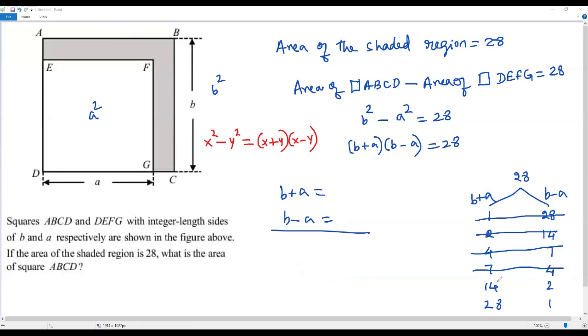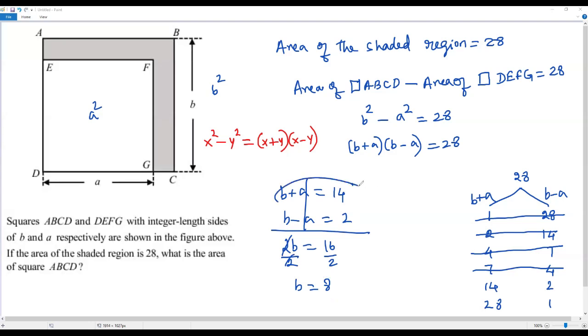Okay, now let me consider 14 as the value of b positive a and 2 as the value of b negative a. Let me write it. Okay, now let's solve this system. So positive and negative will cancel out. B positive b will be 2b. 14 positive 2 is 16. When I divide both sides of this equation by 2, this 2 will cancel. I'm getting b equals 16 divided by 2, which is 8. Okay, now I got the value of b as an integer, that is 8. When I plug in this value 8 for b in one of these two equations, I will be able to get the value of a.